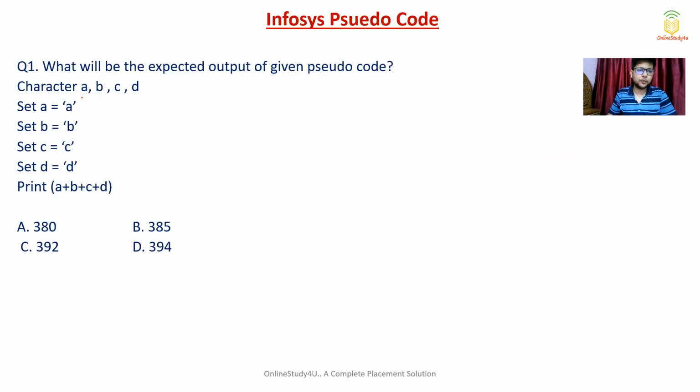We have four character variables, character A, B, C, D, fine. And then we set this to A, we set this to B, correspondingly we set this to C, and we set this to D. And now we print A plus B plus C plus D. So what happens in case of characters? They are implicitly casted to integers.